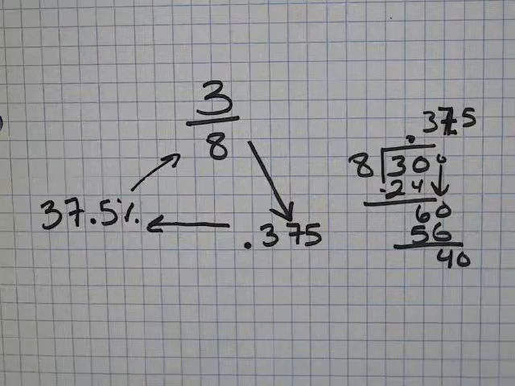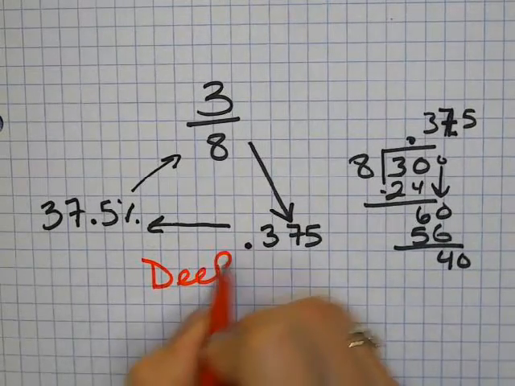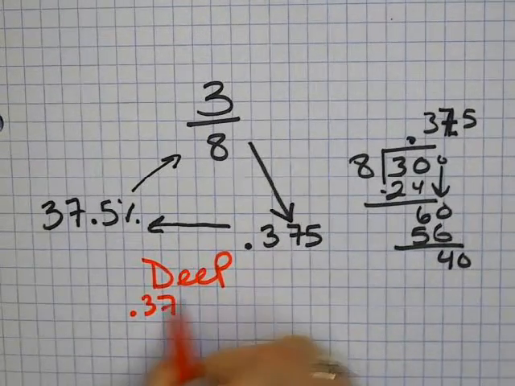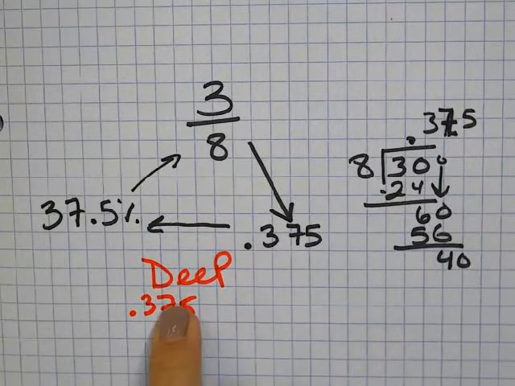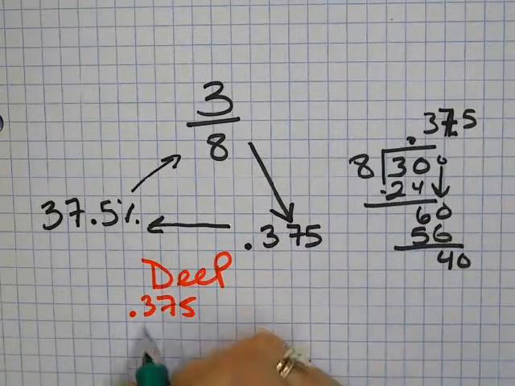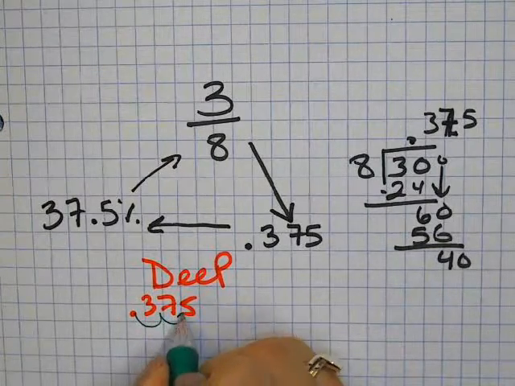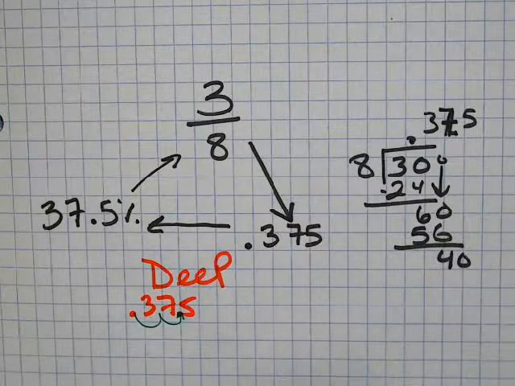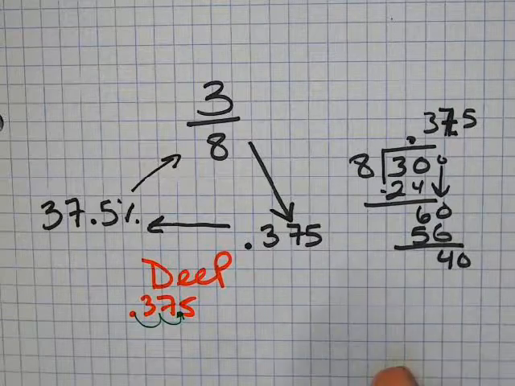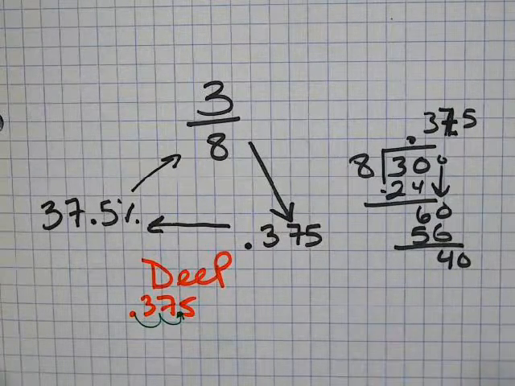Because, and I'll show it to you, if it's 0.375, the word deep, 2 E's, so you move it 1, 2, and that's it. Even though there's 3 numbers, you're only going to move it twice. Okay?